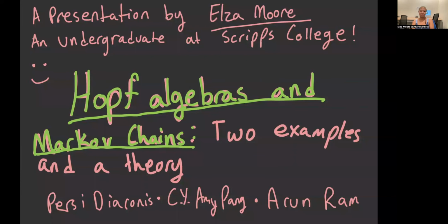Hi, my name is Elza Moore. I'm an undergraduate student at Scripps College. I'm a senior and I'm a math major. I'll be presenting on this paper called Hopf, Algebras, and Markov Chains, Two Examples and a Theory.